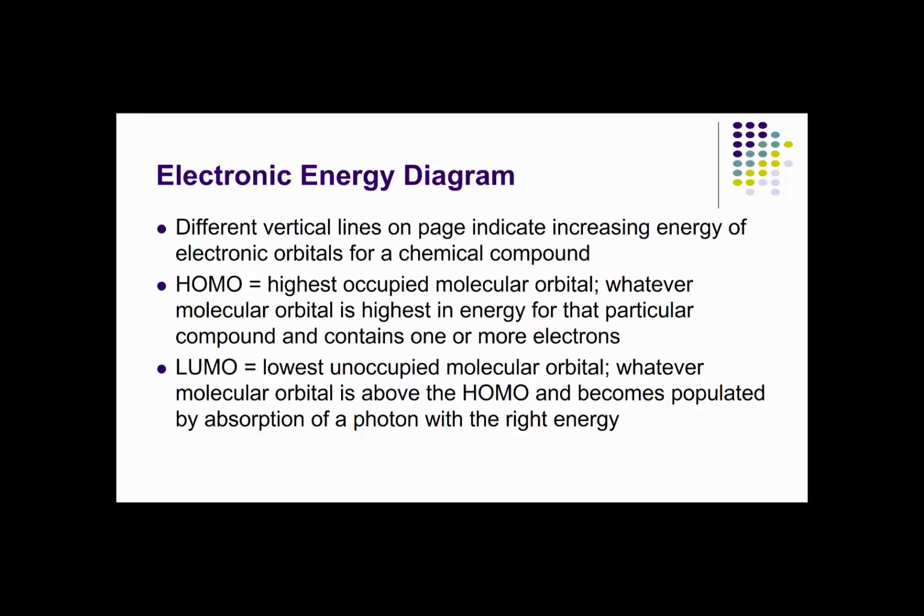The highest occupied molecular orbital is the molecular orbital that is highest in energy for that particular atom or molecule, and it is at least filled with one electron. The LUMO is the orbital above the HOMO that will become populated through the absorption of a photon with just the right energy. That is, the energy that's needed to promote an electron from the HOMO to the LUMO.